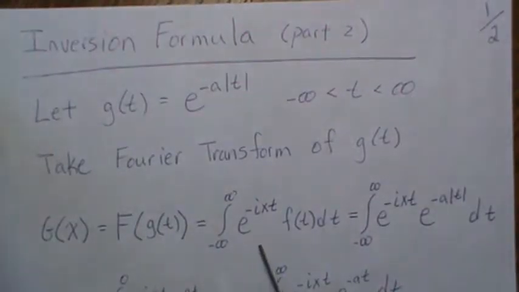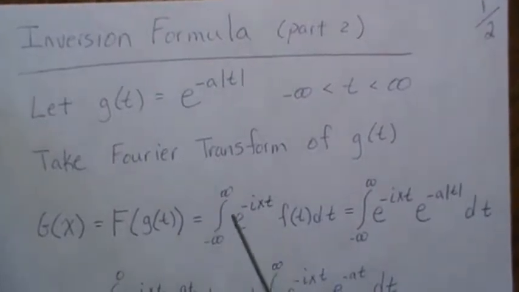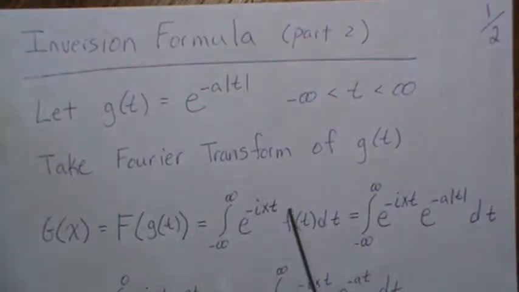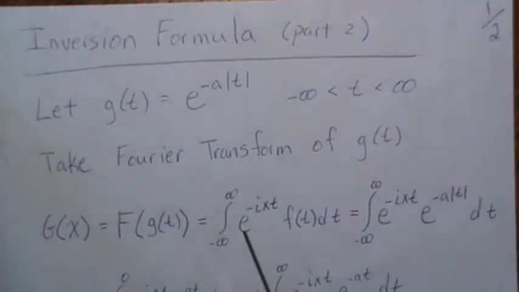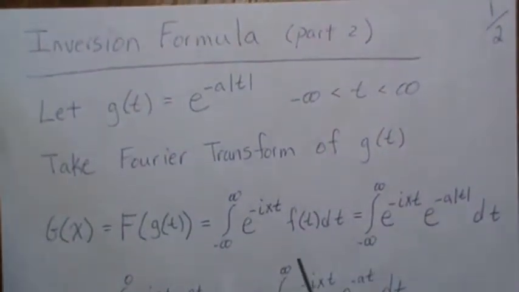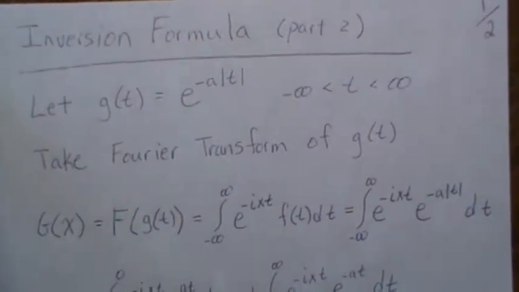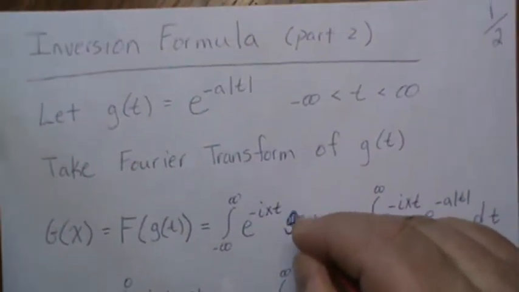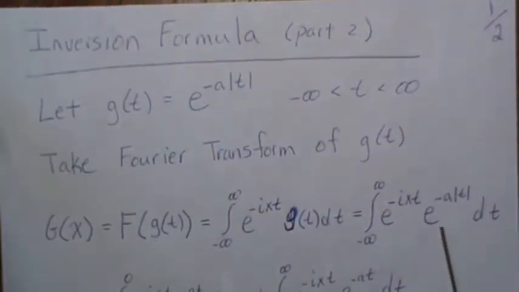So the Fourier transform is: take this function times the exponential function e to the ixt. Notice we put a little negative sign there for this Fourier transform, so that means in the inversion formula we leave that out. This is the Fourier transform of this function, and that should be g of x. So let's convert that to a g, and then we plug in g of t.